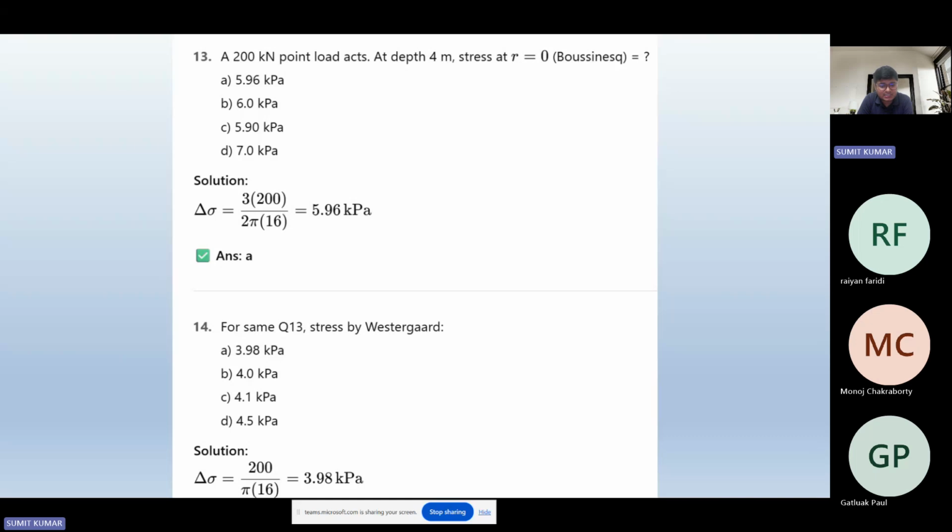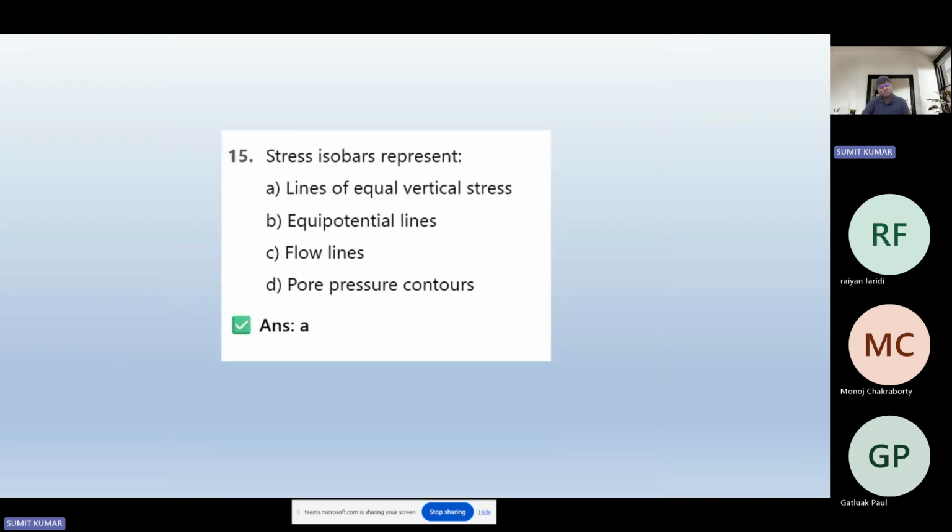For the same question, it is asked using the Westergaard theory. So leave it, it is not required at this point of time for our reference. But in the 2Q by Z square, and Z is 0, so over there you could also solve, but that's not the thing at this point of time.